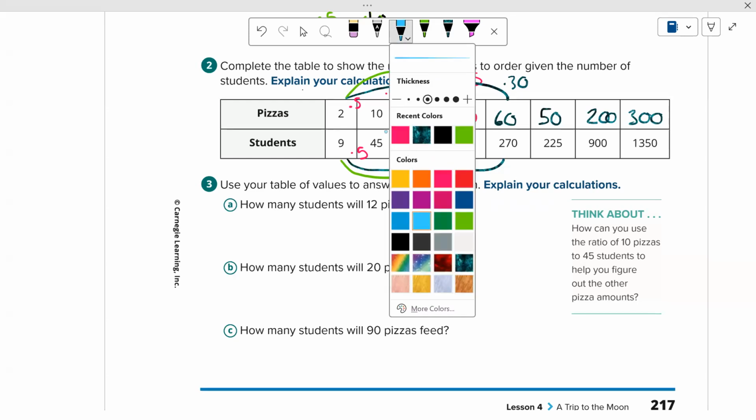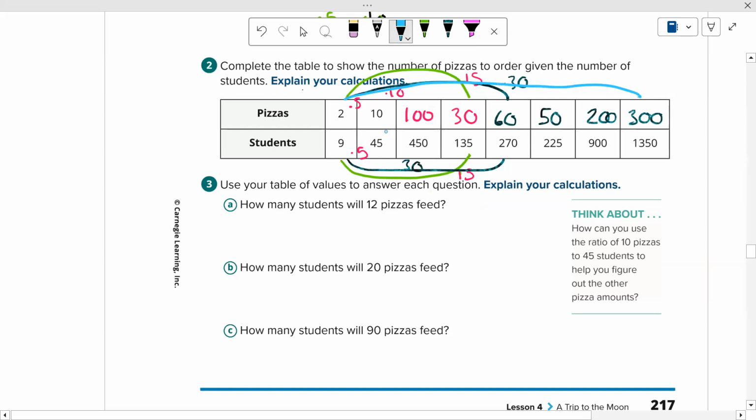I like these organized. That's why we have a table that's organized. It's so much easier to do this. And we're definitely going to do that in class. So that's what we got for this one.